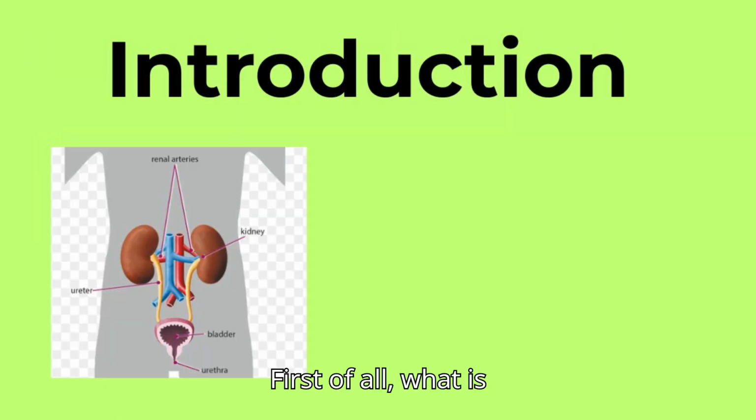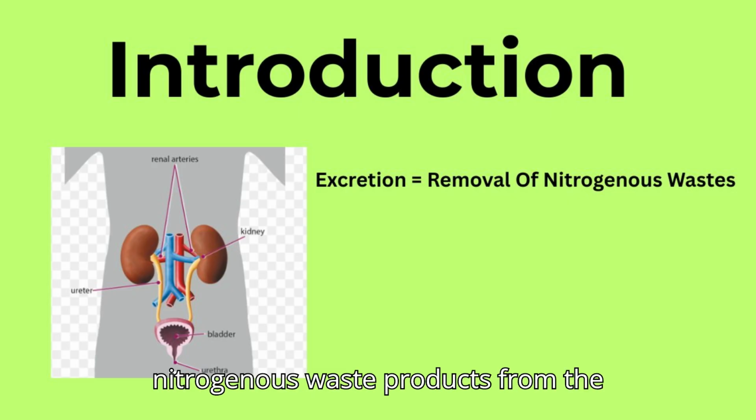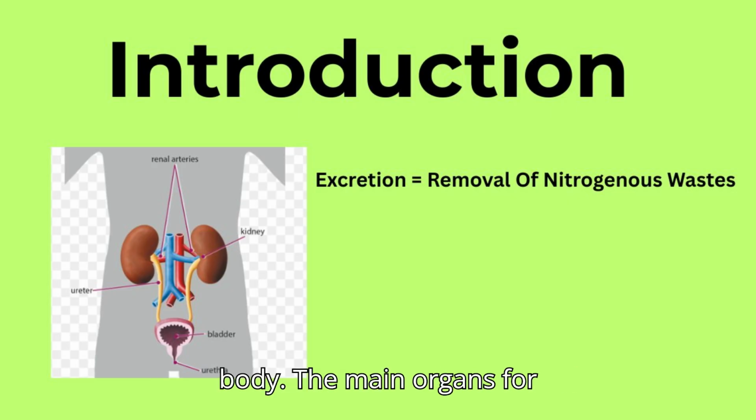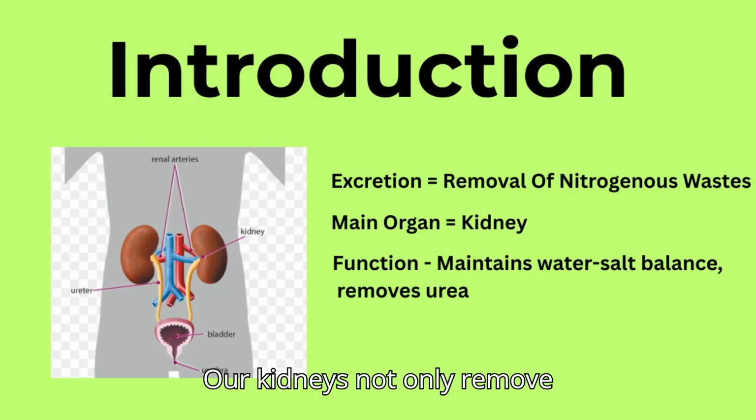First of all, what is excretion? Excretion is the process of removing nitrogenous waste products from the body. The main organ for this process is the kidney. Our kidneys not only remove urea but also help maintain the water and salt balance in our body.